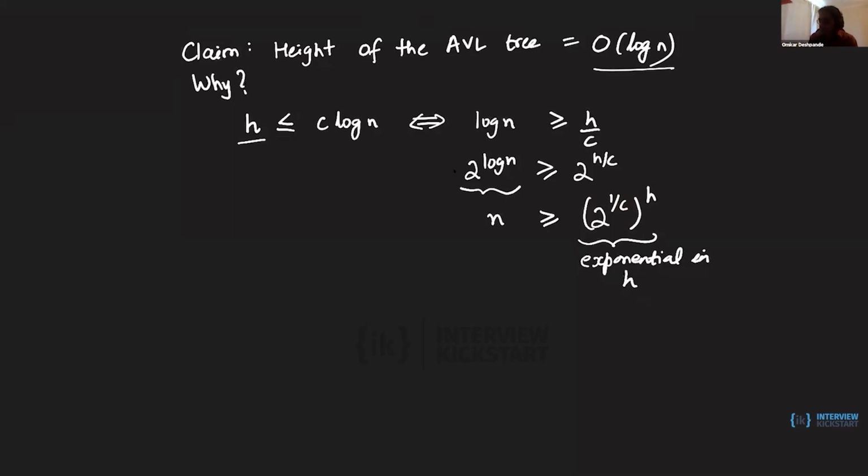So to prove that the height of the tree is order log n, we will actually try to prove that the number of nodes in the tree is at least some exponential function of h, and that will effectively prove that the height is order log n. Any questions about the strategy we're going to be using to justify this?